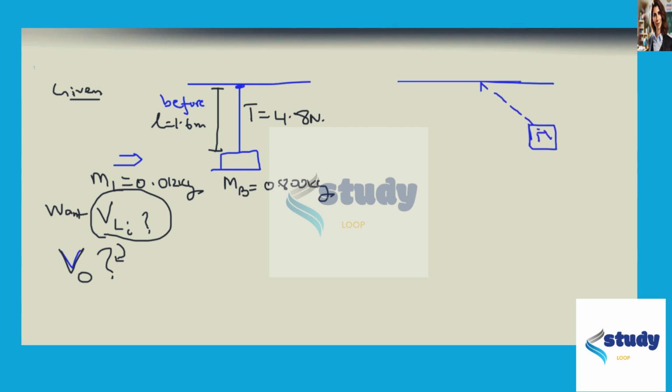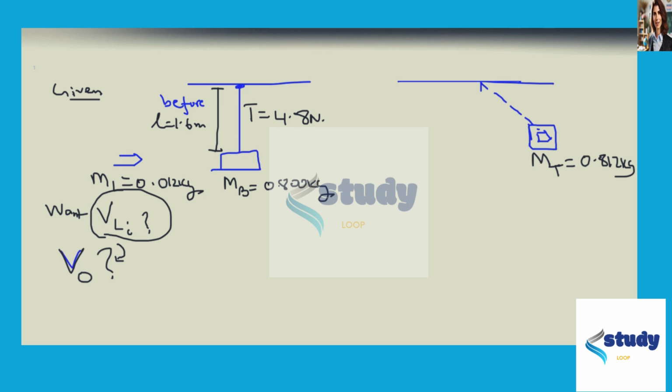Now the bullet is inside of the block, and so you have the total mass of the block and the bullet, which we're going to call m total. It is the sum of the mass of the bullet and the block. So that's 0.812 kilograms. That's m total.